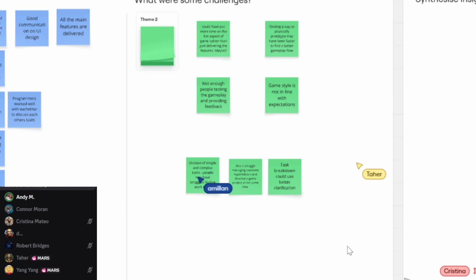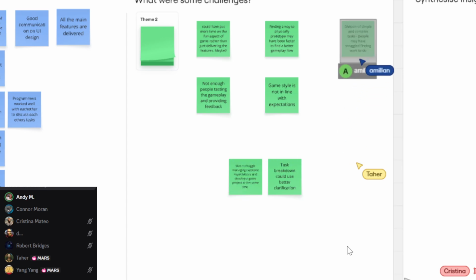Assignment, division of simple and complex tasks. People may have struggled finding work to do. Yes, I think that was something that I failed a little bit more on, of trying to break up these tasks. I could have pushed harder on breaking stuff up, but I realize we just kind of had buckets, and if we broke them up a little bit more, we could have divvied out some stuff for a more even division. Does anybody want to speak to that?